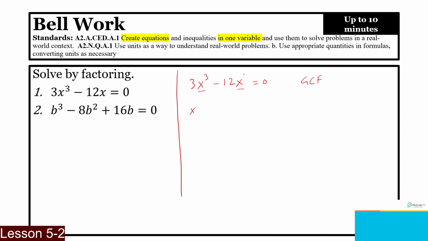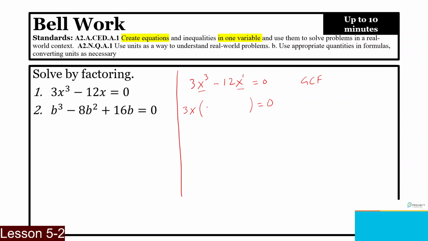Well, this one only has 1 x. This one has 3 x's, so we can take out 1 x. The rest of them stay inside. And we have the coefficients. We have 3 and 12. Is there anything that goes into 3 and 12? Yes. 3 goes into 3. 3 goes into 12. So now we have to figure out how much is left inside.